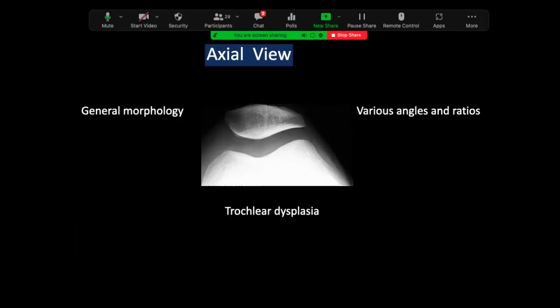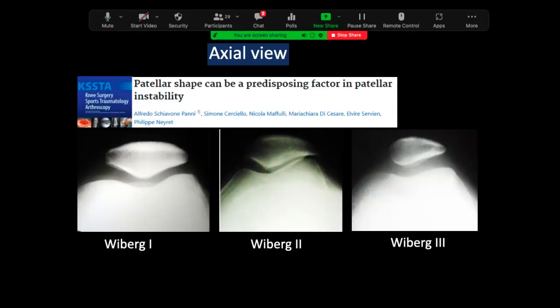So another is the axial view. This is also a very important view. We elicit so many things from here, like general morphology, shape of the patella, trochlear dysplasia, and various angles and ratios. There is a paper by A.S. Panni, which illustrated that patella shape can be a predisposing factor in patellar instability. So patellar shape definitely predisposes to patellar instability.